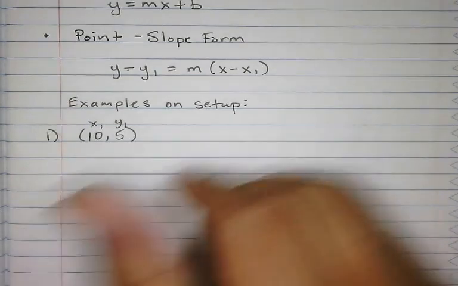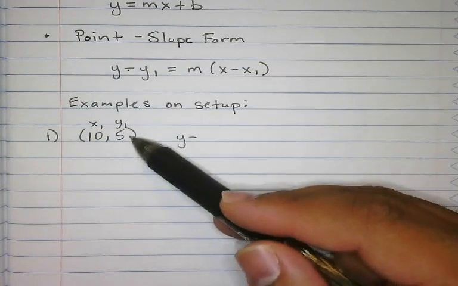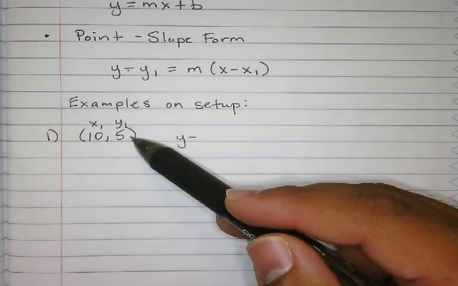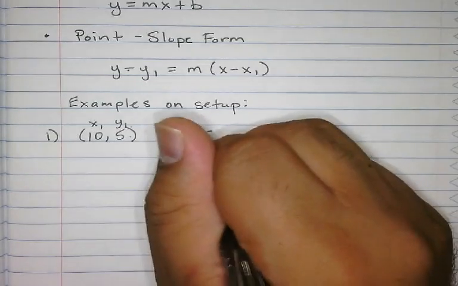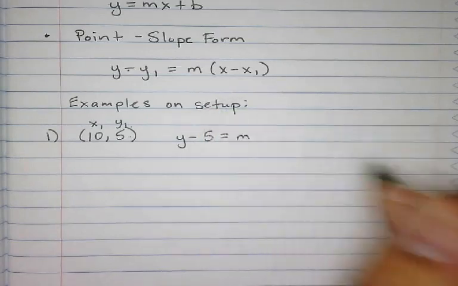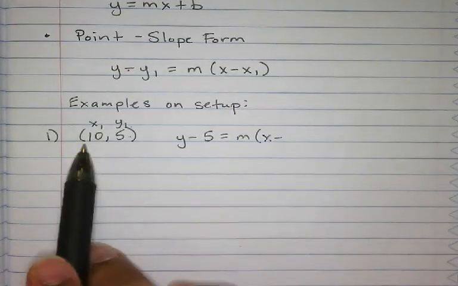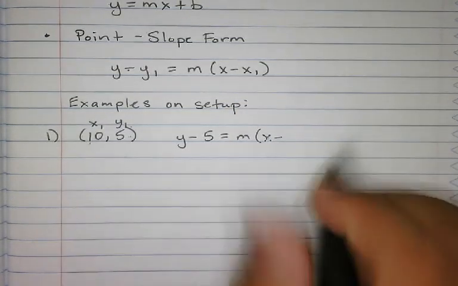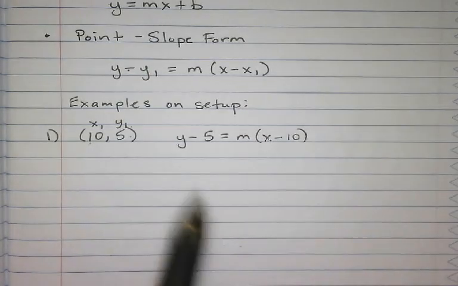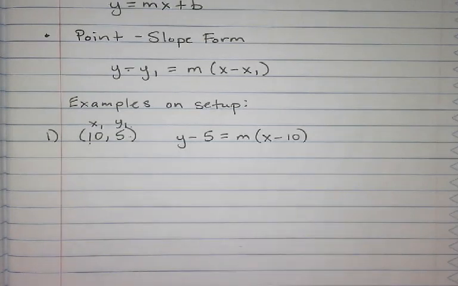Right, so if I was to write this out, it would be y minus y1. What do I have for y1? 10? We sure? 5, right? So y minus 5 equals your slope, which is m. Then you have x minus, what do we have for x1? 10. So it will look like this. Obviously we'll have a number value for the slope, but we're just looking at how to set it up right now.